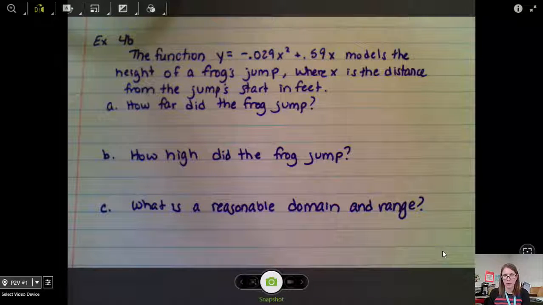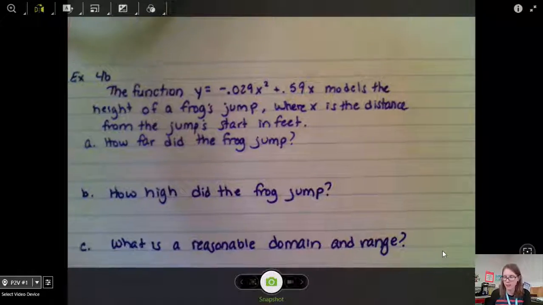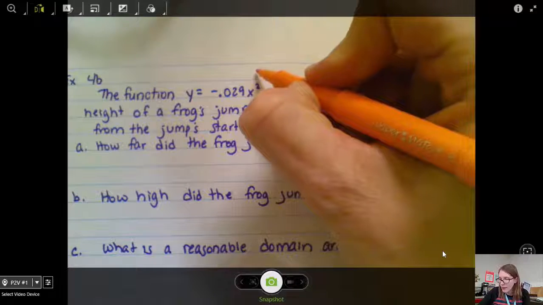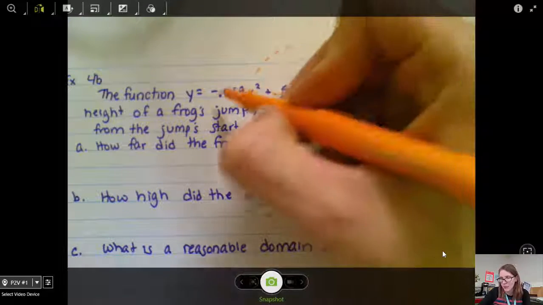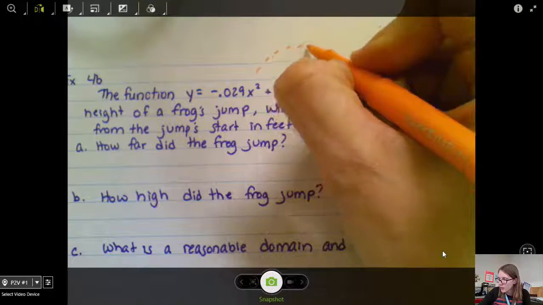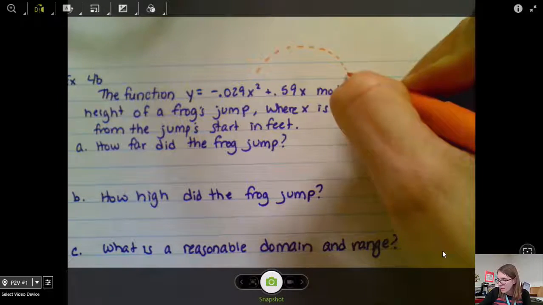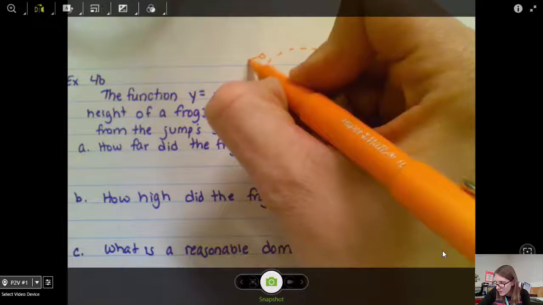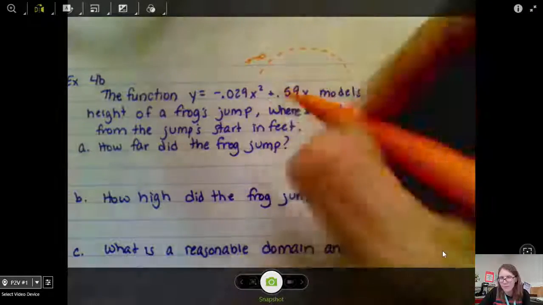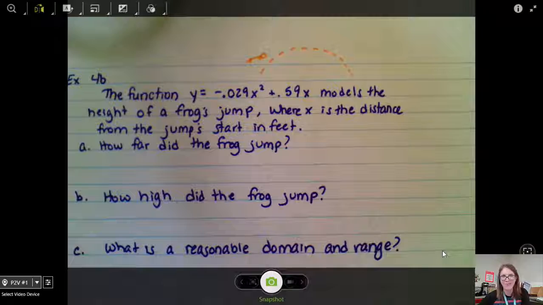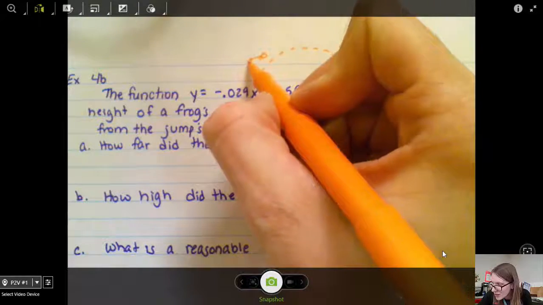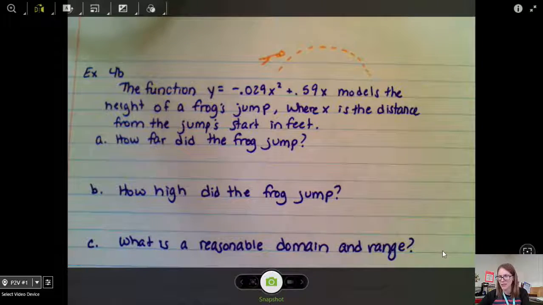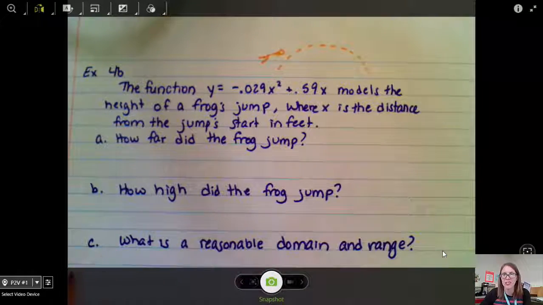All right, so before we get started, let's think of what this jump looks like. It's quadratic, x squared. So I have an upside down parabola, upside down because my a value is negative here. So here's my little frog. Looks a lot like a frog, right? Or a person, I don't know. All right, so here's my frog, and this is the path of its jump.